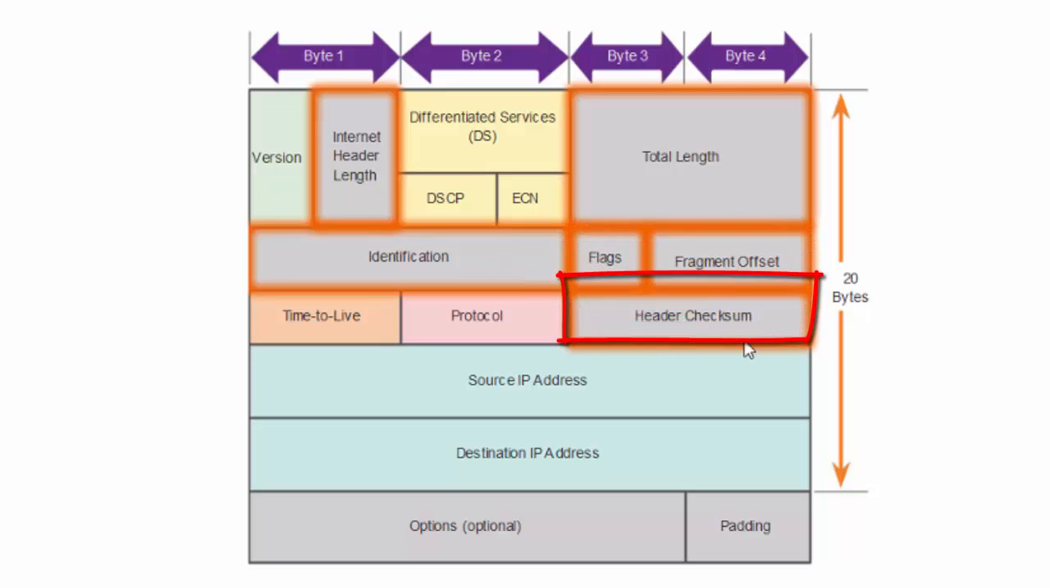And finally, the header checksum, which is used to check the integrity or the correctness of the IP packet, and if there is any error that happens within the IP packet, the whole packet will be dropped by the router.